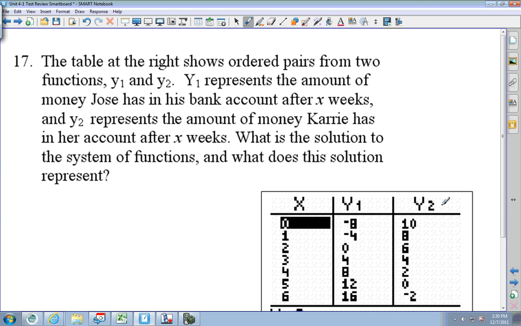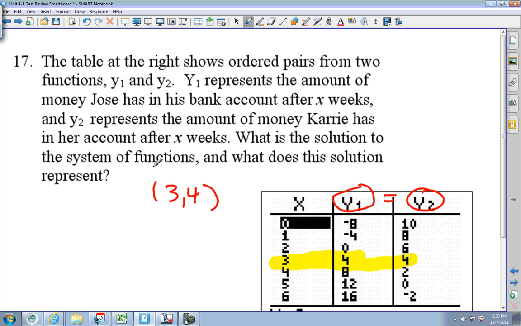Okay, here's the next one. The table at the right shows two ordered pairs from the functions. What is the solution and what does the solution represent? Well, first off, let's highlight what is the solution. My solution is right here. How do I know that this is where I'm looking? That is correct because y1 equals y2 right there. My solution is (3, 4).